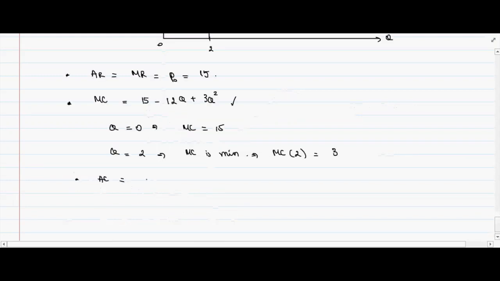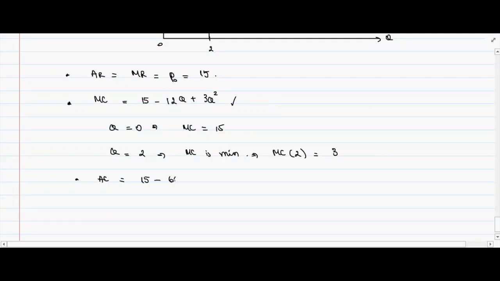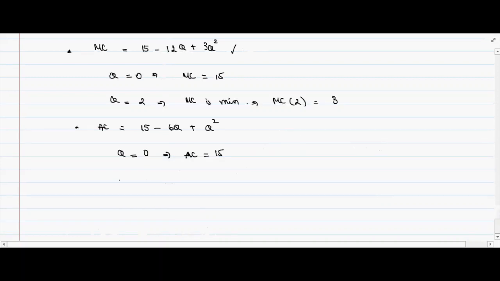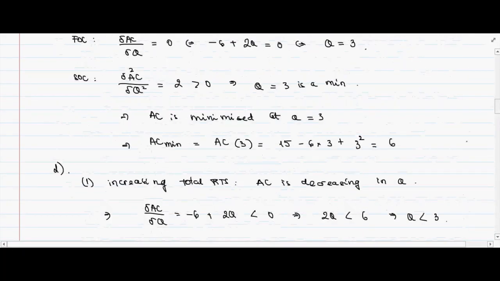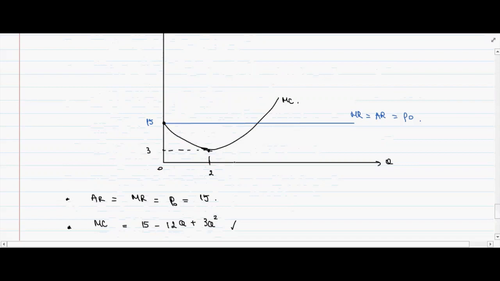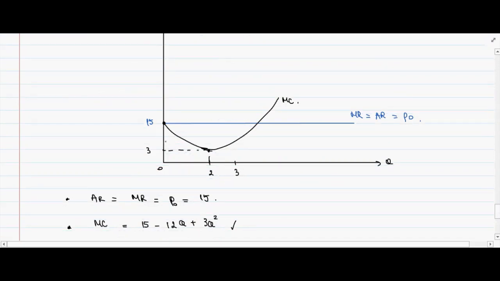Very similar to draw an average cost. Now, my average cost is 15 minus 6Q plus Q squared. Again, we found earlier when Q equals 0, average cost is equal to 15, so it's just going to be the same point over here. We also found that when Q equals 3, average cost is minimum. The value of the average cost at that point, going back, I found earlier over here, is equal to 6. So plotting that on a diagram with Q equal to 3, I would say somewhere here, equal to 6. Okay, I'll say it like this.